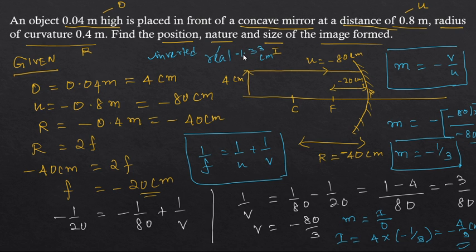So likewise we can find all these things, and it lies in front of the mirror at a distance. So the distance is v here. So at a distance of 80 by 3, that means around 26 and 2 by 3 we can put. Okay, right.